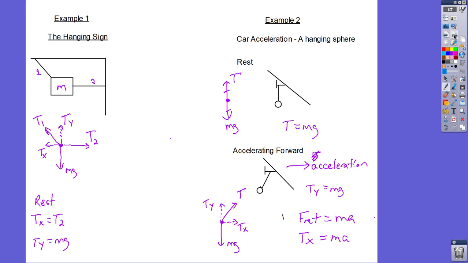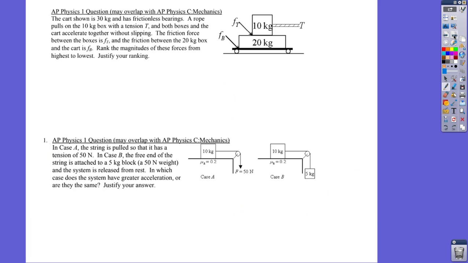So let's practice this a little bit. I'm going to strongly suggest that you look at each of these problems. You might want to pause the video and look at one or both of these problems first before I go over these things. So I'll give you a chance to do that.